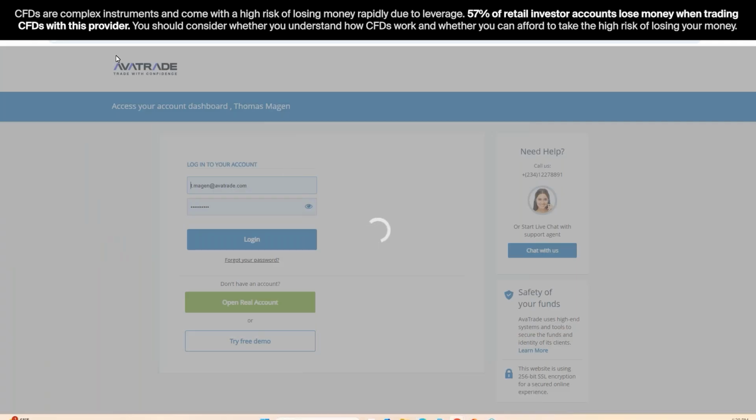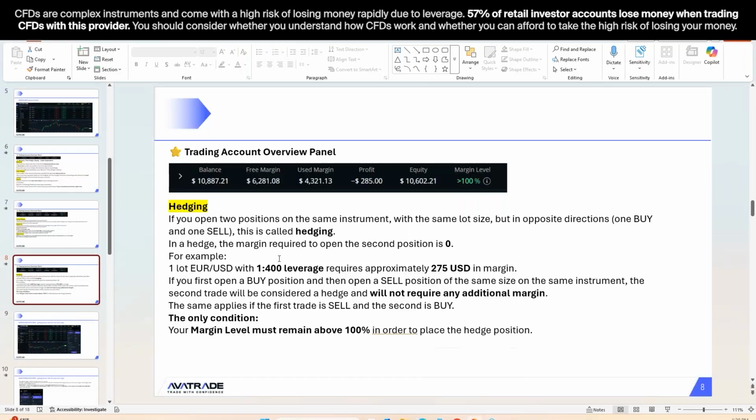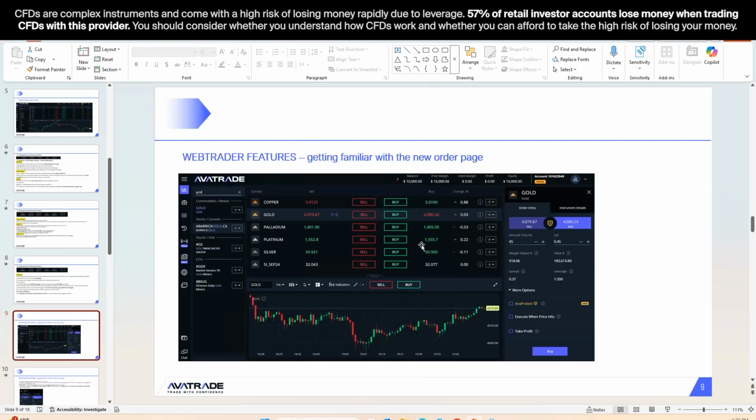This is something to take into account. Additionally, as you can see here from the example, when I do open the hedge position, the required margin is 0. So the only condition for you to hedge a trade is that you need to make sure that your margin level is above 100%, and then you'll be able to hedge your position.